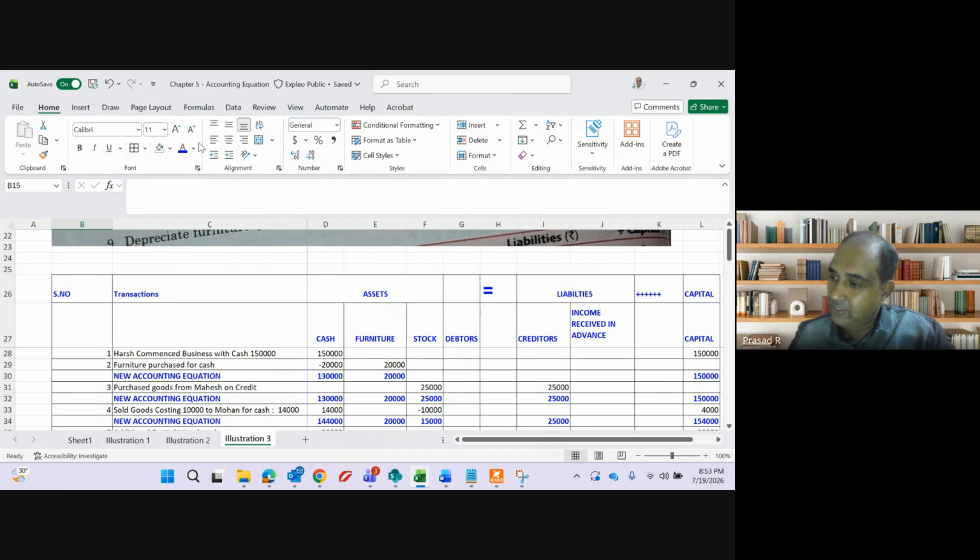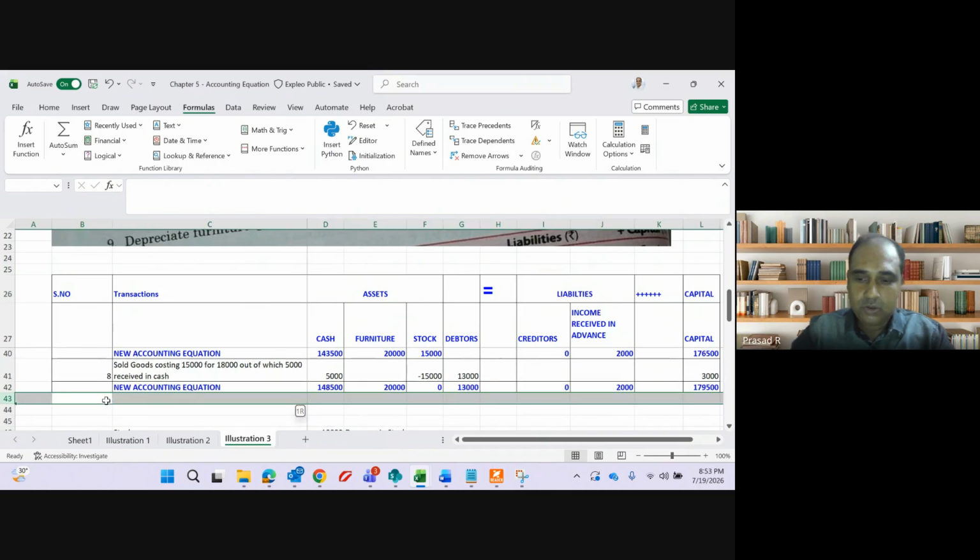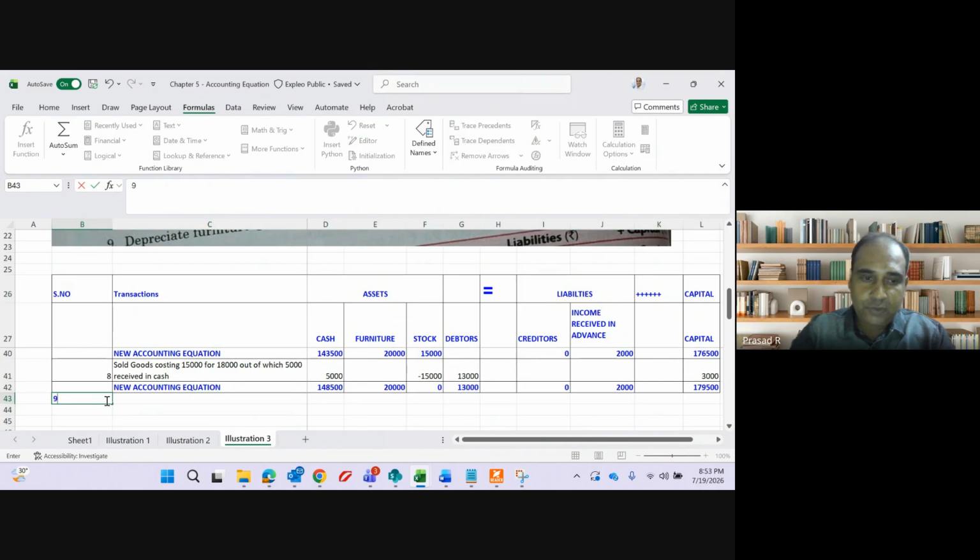Depreciate furniture at the rate of 10%. This is also a new concept to you. But I have discussed this, when we discussed the term depreciation. Depreciate furniture at the rate of 10%.